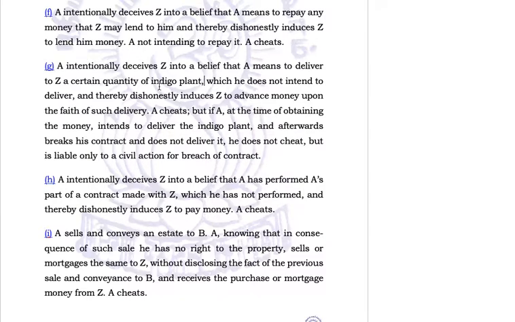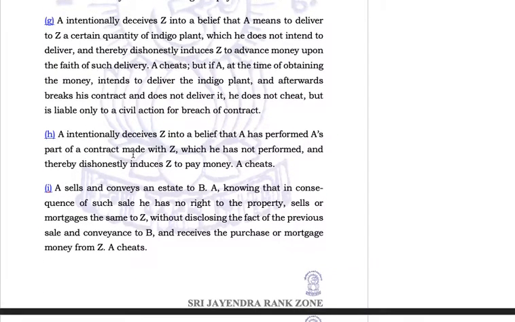Okay, he says, I will deliver you some indigo plant, but I do not have it. You pay me some money and I'll deliver it to you. Okay, and he gives the money. That's called cheating. A intentionally deceives Z into a belief that A has performed A's part of a contract made with Z, which he has not performed, and thereby dishonestly induces Z to pay money. A says, I have done the work, but he has not actually done it, and he takes the money. That is also called cheating.